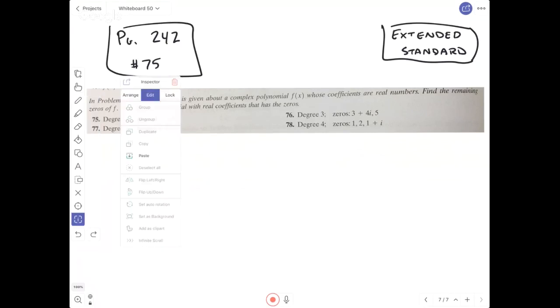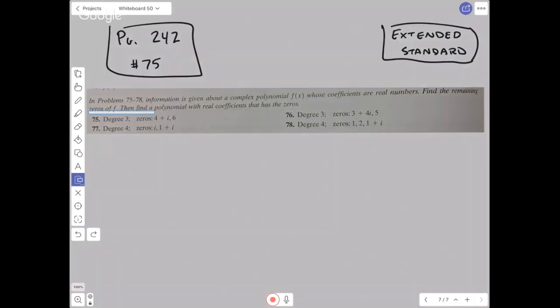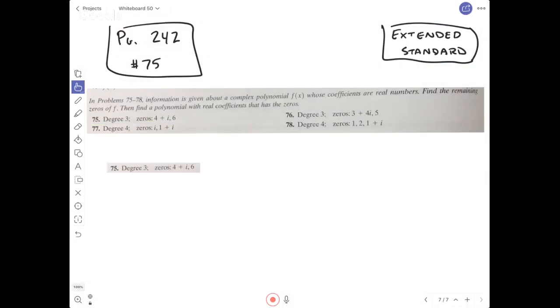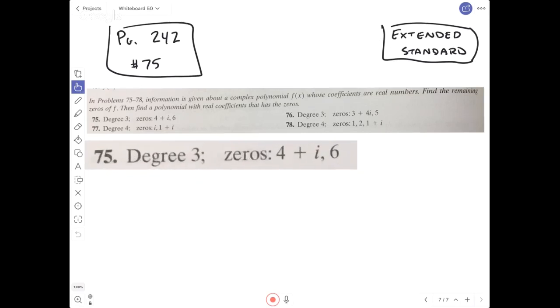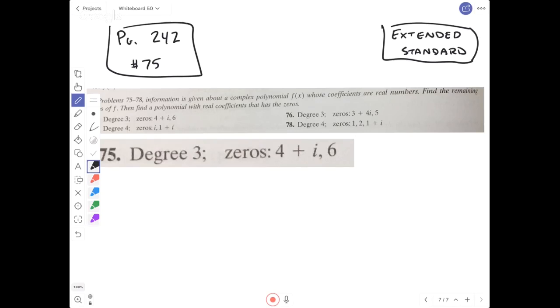I happen to know that I need to, let's pull this one out. This is 75. There we go. We know that we need to find the missing 0. That's the conjugate pair to 4 plus i, because in the end, we're going to have real number coefficients. So the remaining 0 needs to be 4 minus i. The remaining 0 was 4 minus i.